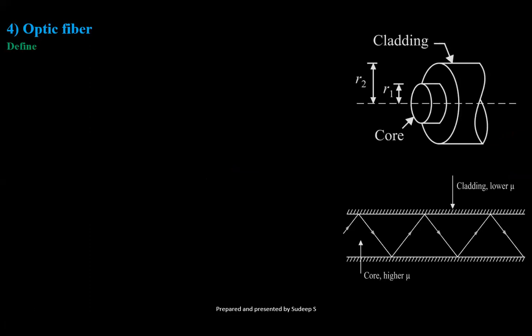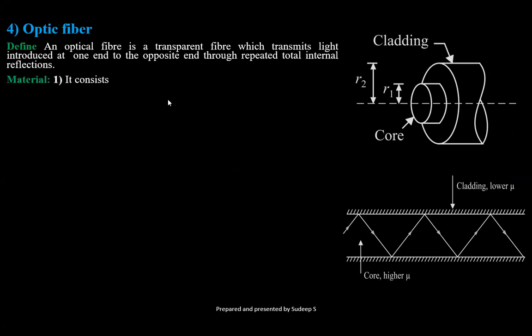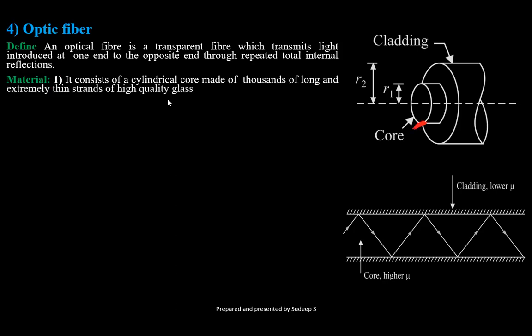So an optical fiber is a transparent fiber which transmits light, introduced at one end, to the opposite end through repeated total internal reflection. So what are the materials? The main materials: it consists of a cylindrical core of thousands of long and extremely thin strands of high quality glass or quartz.